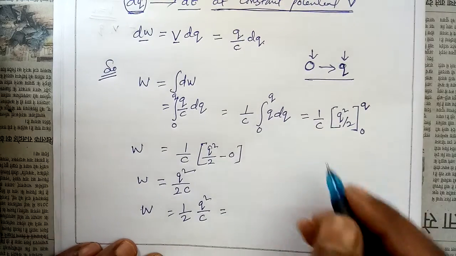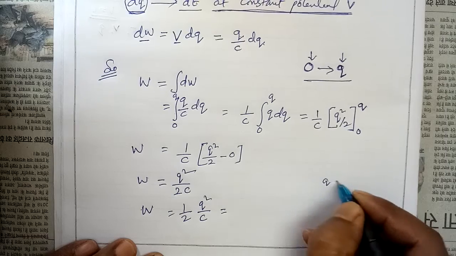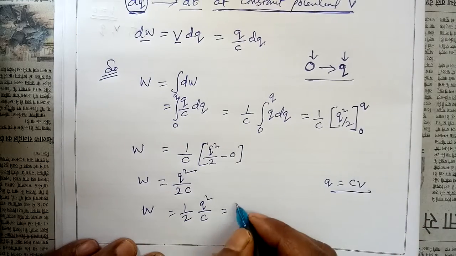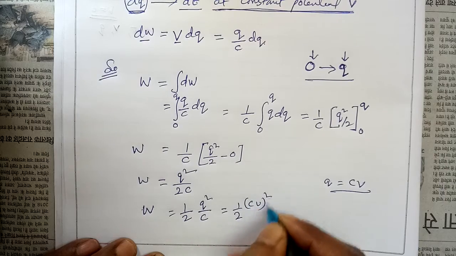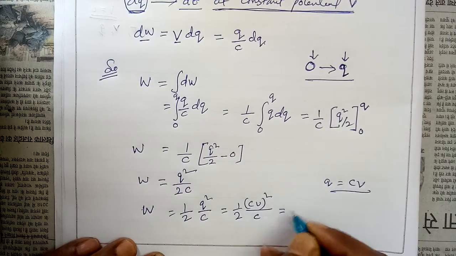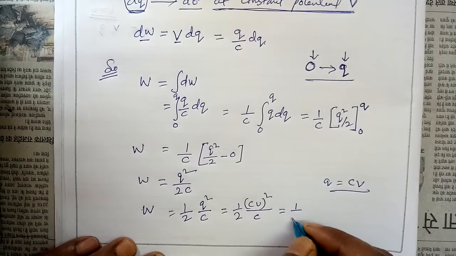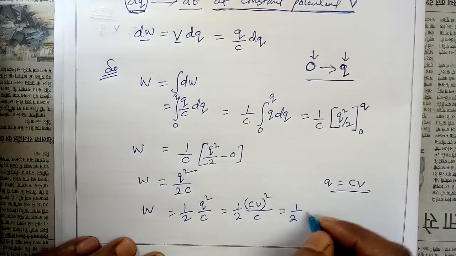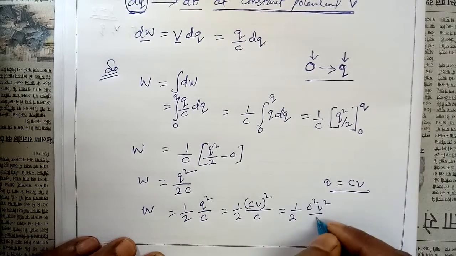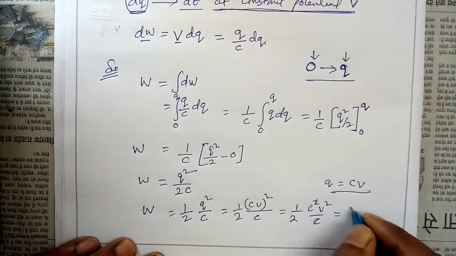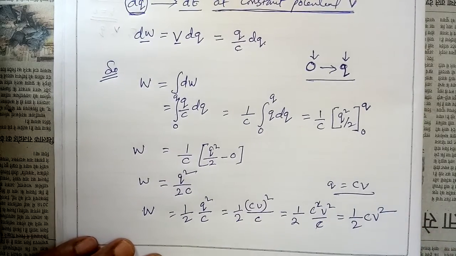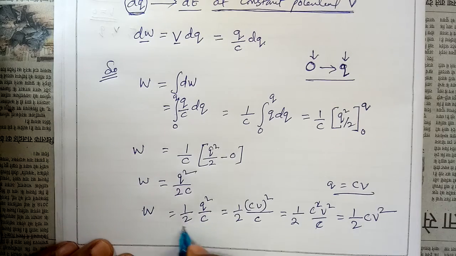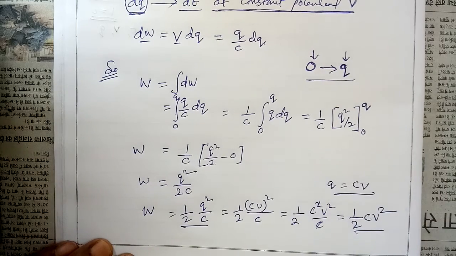Also we know that q is equal to CV. So this can be expressed as half C square V square by C. On further simplification, this gets cancelled, so we get half CV squared. So these are the two final expressions we are giving.